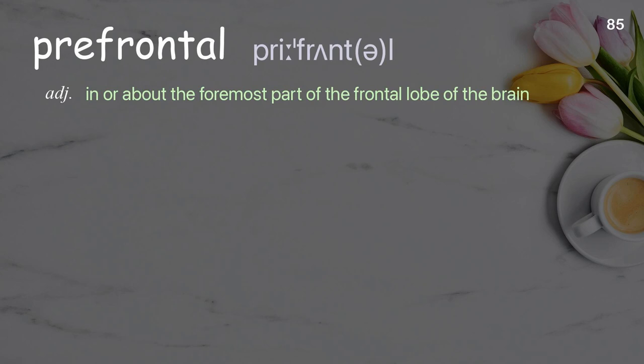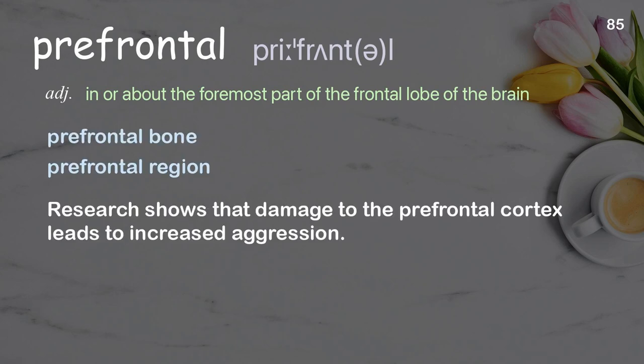Prefrontal: in or about the foremost part of the frontal lobe of the brain. Examples: prefrontal bone, prefrontal region. Research shows that damage to the prefrontal cortex leads to increased aggression.